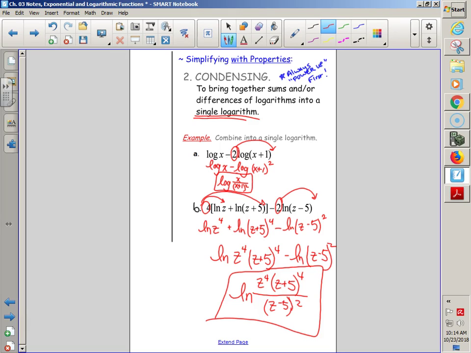So, we distributed our 4. They were all powers that needed to power up. We had one product. They're going to end up next to each other. We have one quotient. He's going to end up in the denominator, a single logarithm with a whole mess inside. But it's right. And it's condensed.